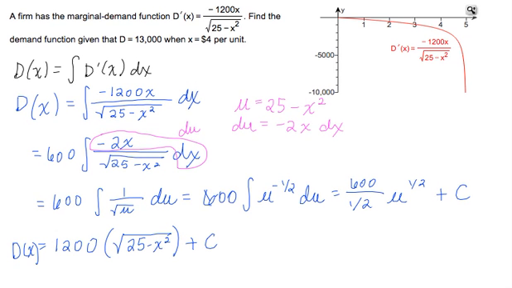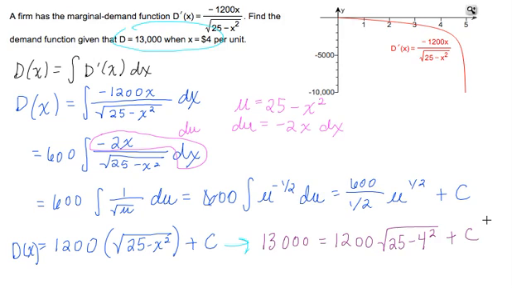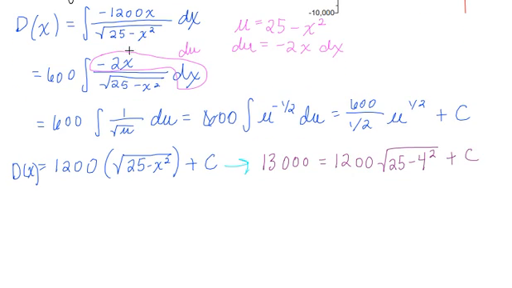So that's where this point 4, 13,000 comes in. Let's go ahead and plug this point in right here. So that means that when x is 4, d is 13,000. So we have 13,000 equals 1,200 times the square root of 25 minus 4 squared plus c. And we're going to solve that equation for c. So we need 13,000 divided by 1,200. I'm just going to do this on my handheld calculator.